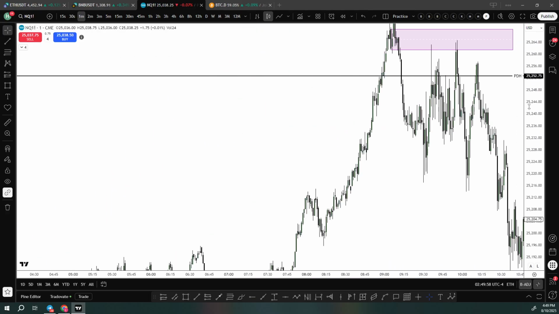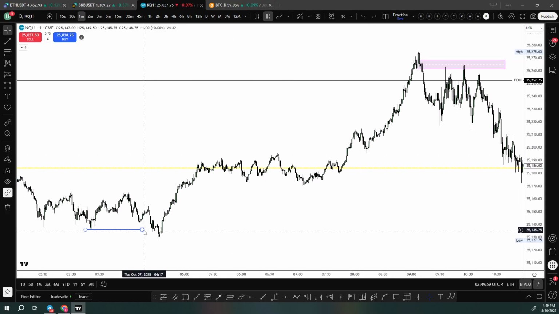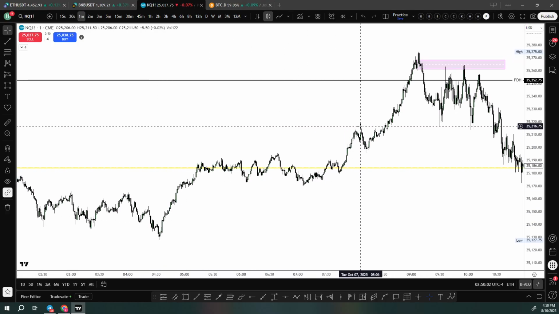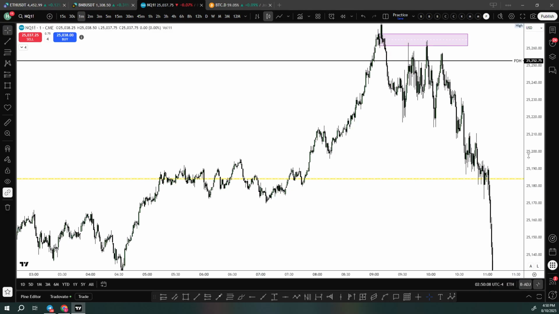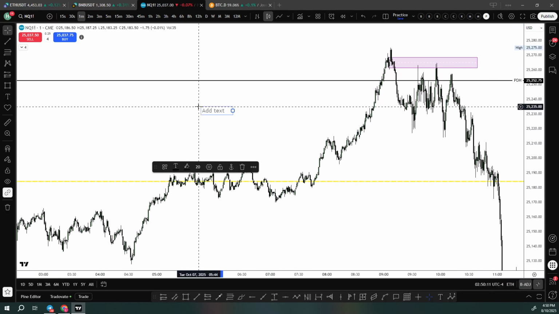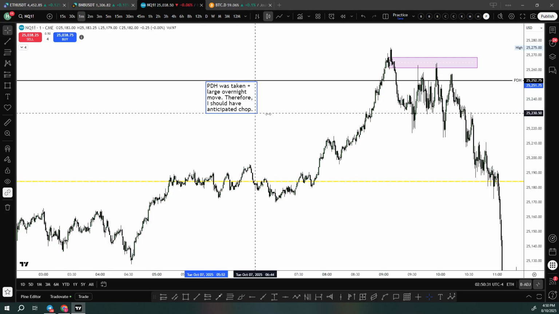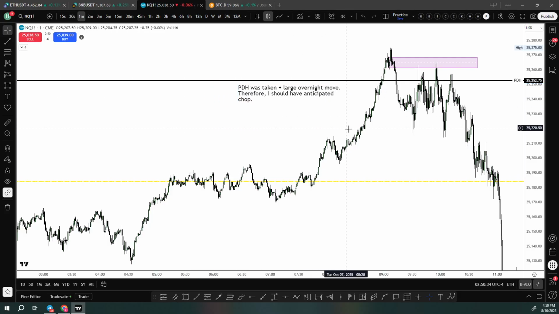Two, we have a large overnight move, which I did not identify or even think about beforehand at all. If I had, I could have anticipated these choppy market conditions. This was mistake number one, so let's start writing it down. One, previous day high was taken, plus large overnight move. Therefore, I should have anticipated chop.